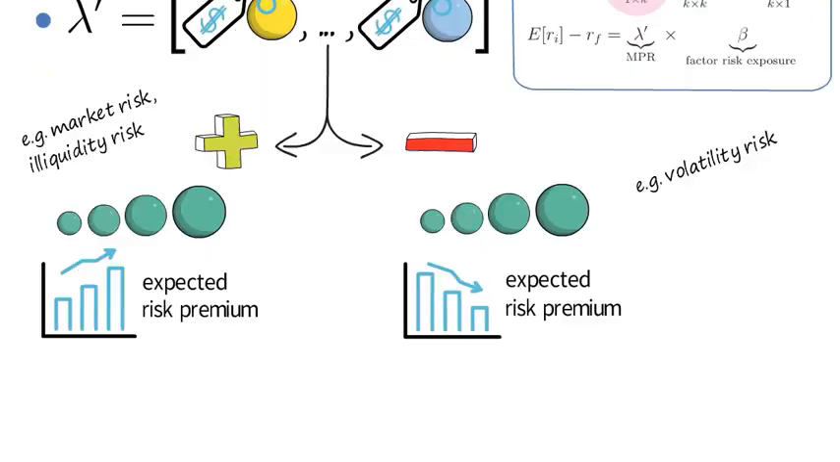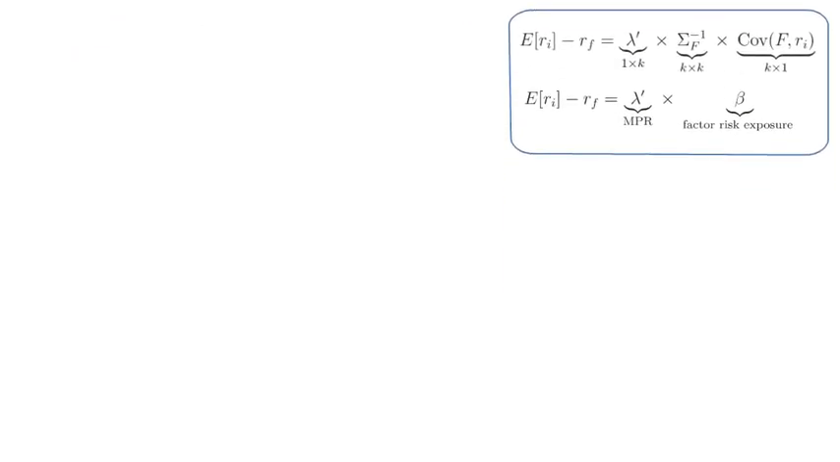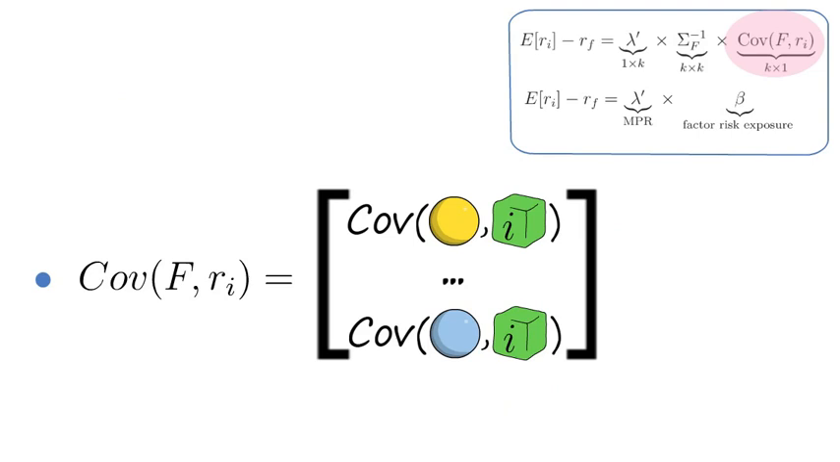Okay, let's talk about the third insight from these last two equations. The covariance term F, Ri is a column vector. The mth element coincides with the covariance of return i with the mth factor premium and quantifies how much of the mth factor risk is present in asset i.